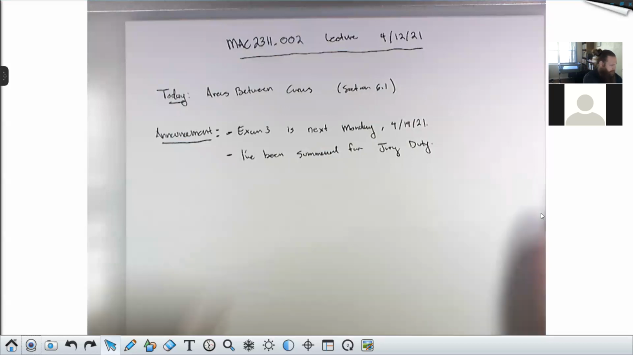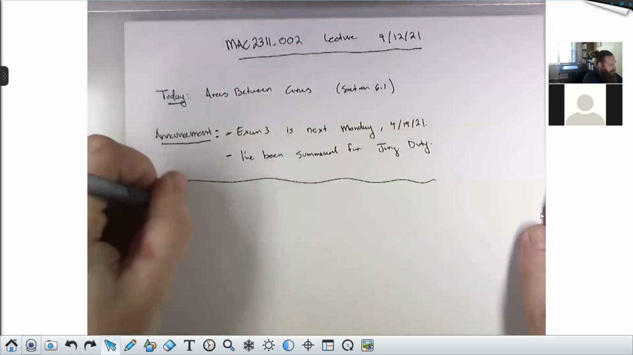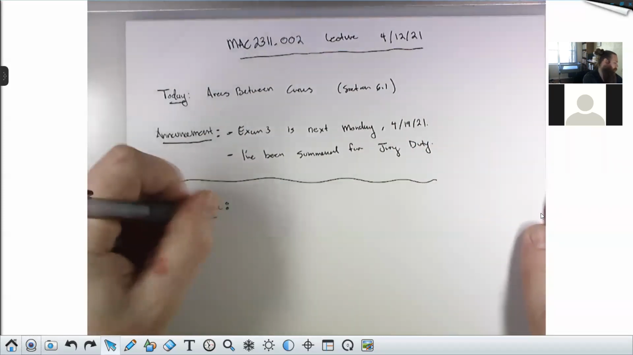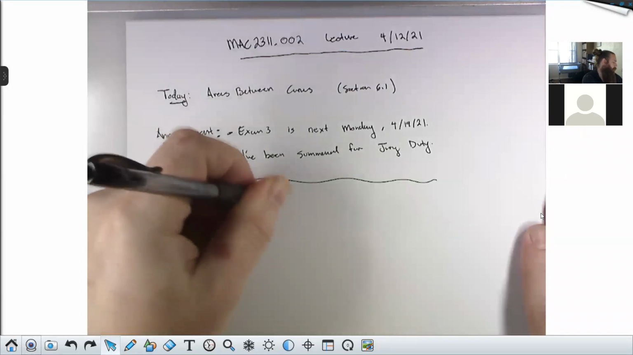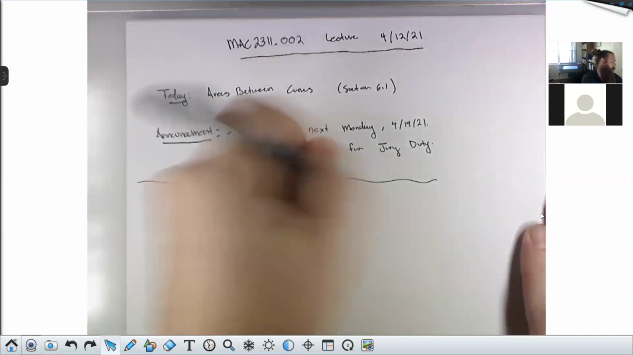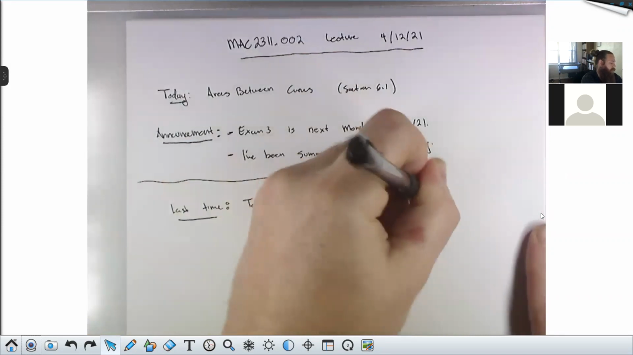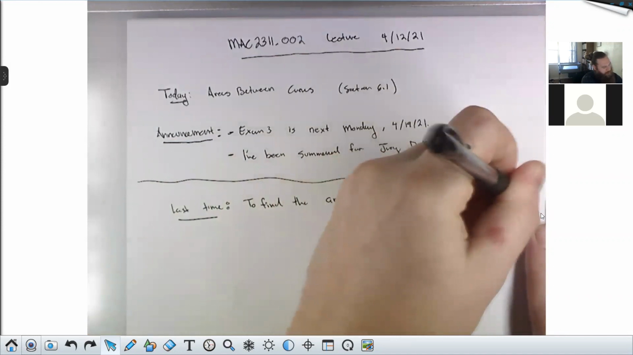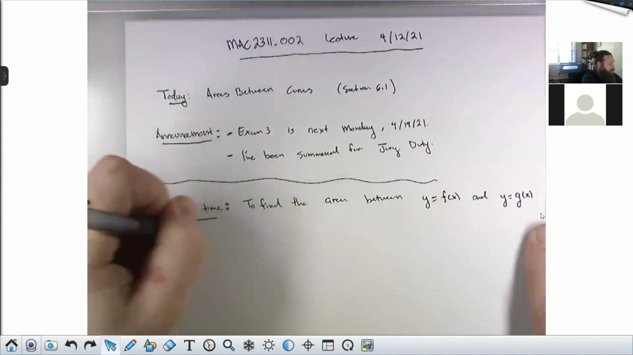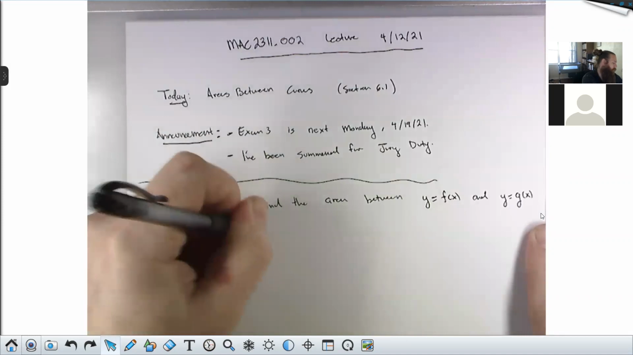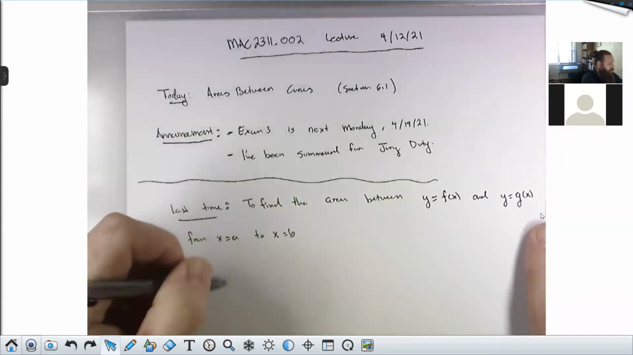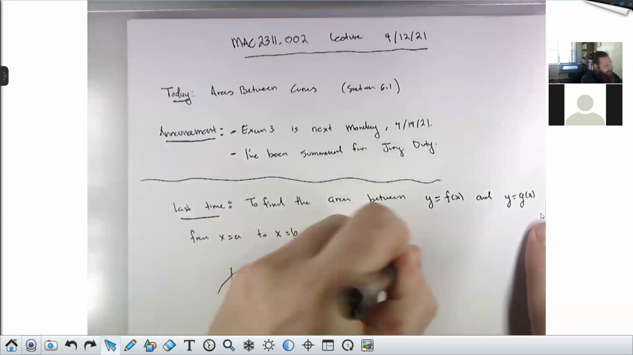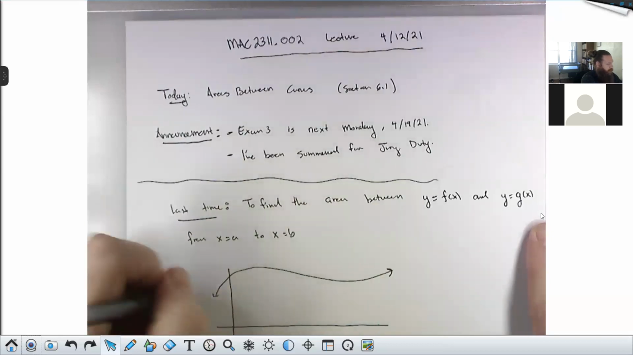So last time, we saw, to find the area between two curves given as functions of x, y equals f of x, and y equals g of x from x equals a to x equals b, or you could say on the interval a to b, you just have to integrate the upper function minus the lower function.